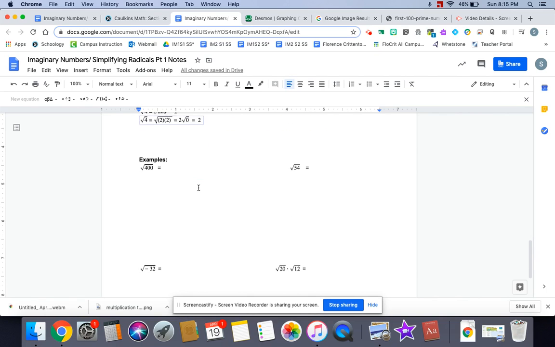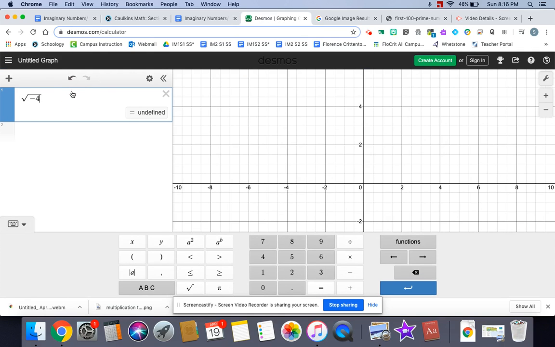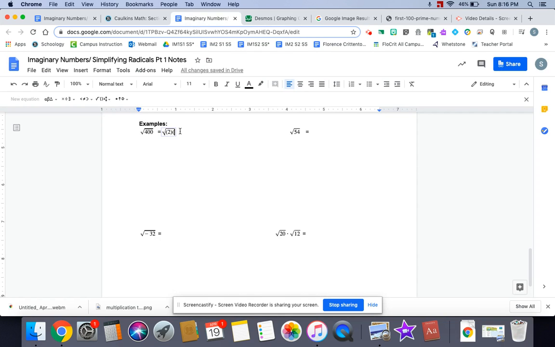So let's do a lot more examples. The square root of 400 becomes, if I take 400, and I'm going to always start with 2. Can I divide 400 by 2? Well, let's see. If I come over here to my graphing calculator and do 400, then divided by, which is the slash button, and then 2, it says the answer is 200. So 400 can split into 2 and 200.